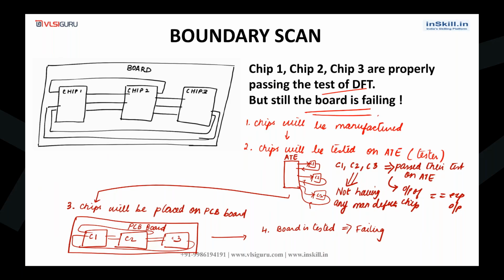So why is the board failing? Chip 1, chip 2, chip 3 have already passed their test on the ATE, which means they are not having any manufacturing defects. Then why is the board failing? It can be due to manufacturing defects in the interconnection between the two chips.